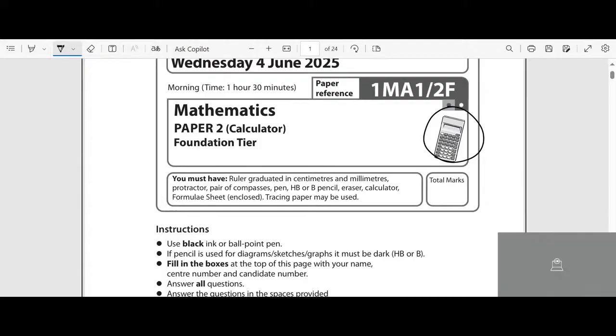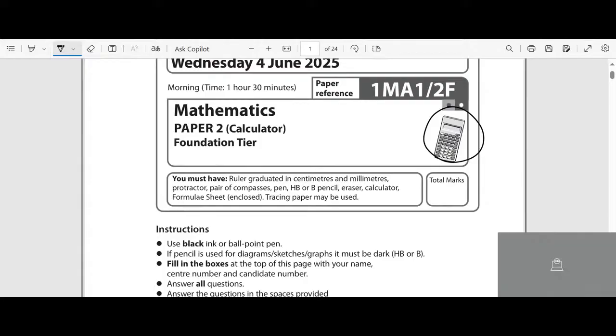Then answer the questions in the spaces provided. We will be looking at where exactly as a student you're supposed to be placing your answers, because some students just write their answers randomly. You might have the right answer, but the way you positioned it or where you placed it might have passed the limit. So you end up losing a mark or two for that.